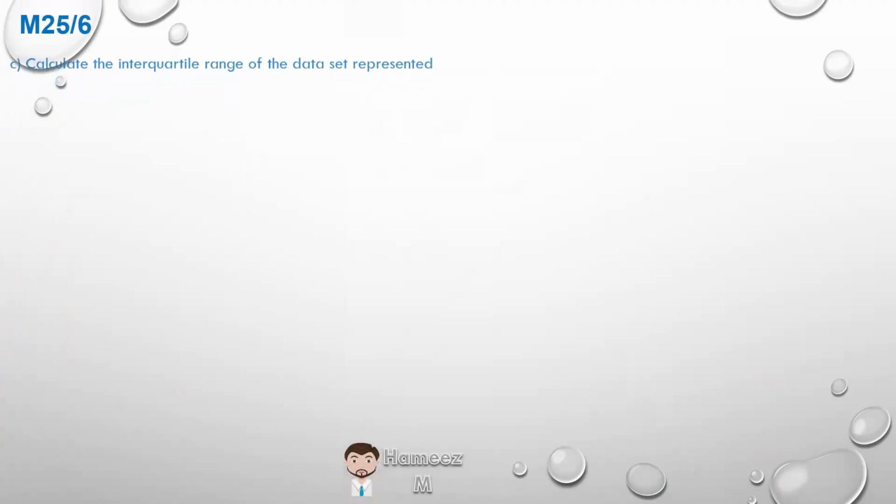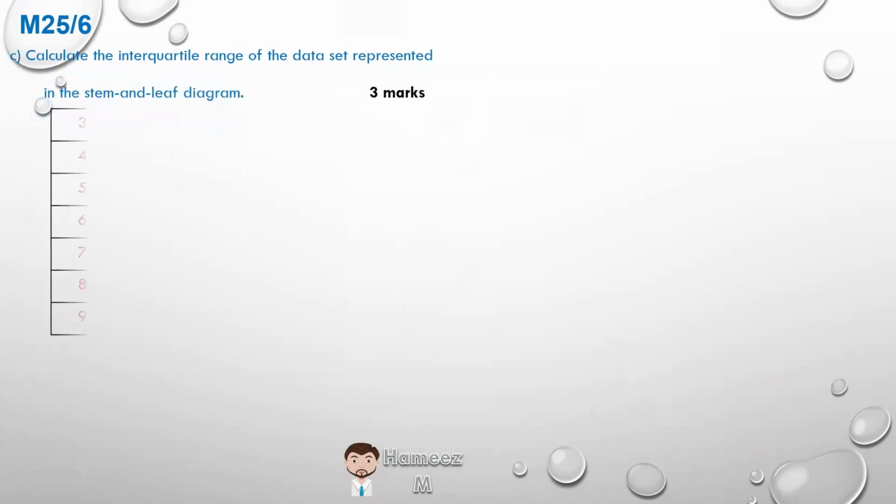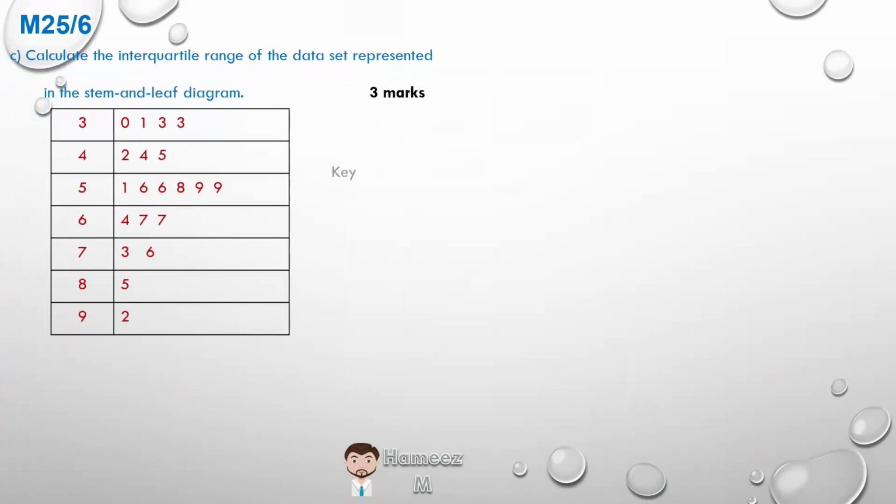Good, let's go on now to 6 part C. In this question, still in the area of probability and statistics, they're asking us to calculate the interquartile range of the data set represented in the stem and leaf diagram below. The stem shows 3 to 9, 3, 4, 5, 6, 7, 8, 9, and we have the leaf on the right of it. The key tells us that 3|0 means 30. So we have 30, 31, 33, 33, straight up until the largest numbers are 85 and 92.